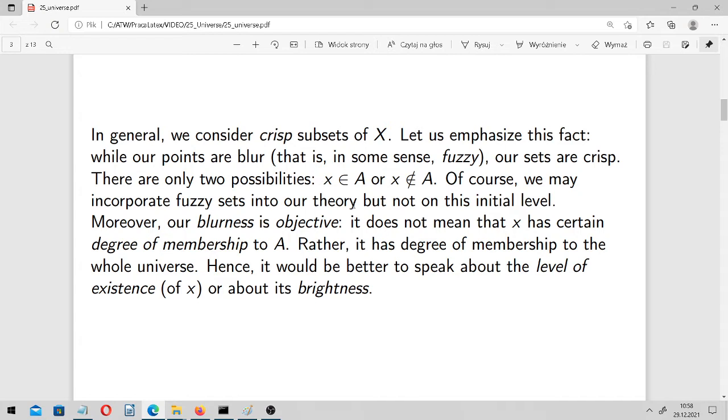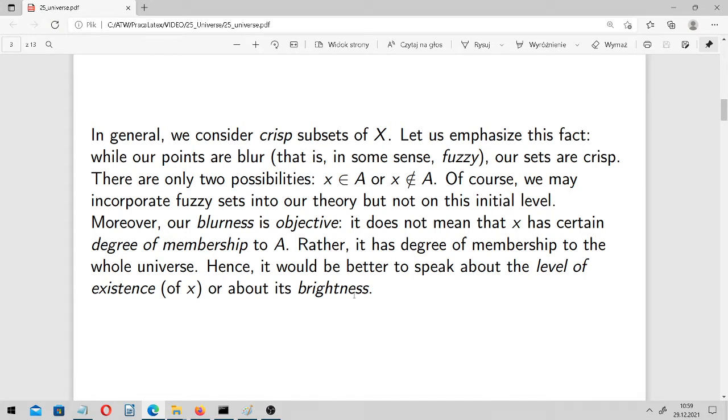Well, what is important is that our blurriness is objective, contrary to fuzziness. So it doesn't mean that x has a certain degree of membership to A. Rather, it has a degree of membership to the whole universe. So maybe it would be better to speak about the level of existence of x, or about its level of authenticity, or about its brightness or visibility.